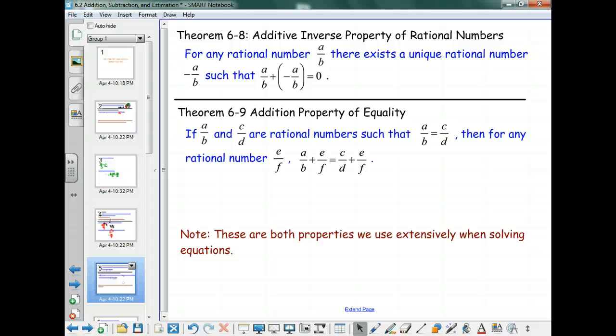All right, the second one is the addition property of equality. You used this all over the place in algebra courses. This is the idea that if I add something to both sides of the equation, or subtract something from both sides of the equation, then the equation still remains equal.